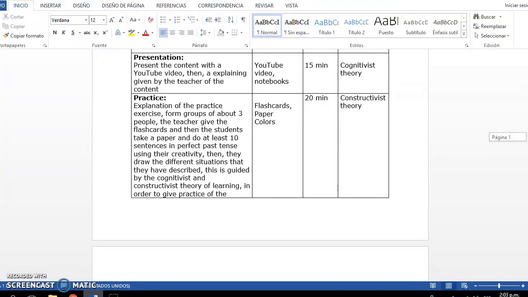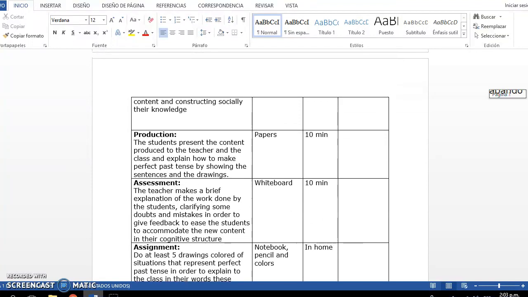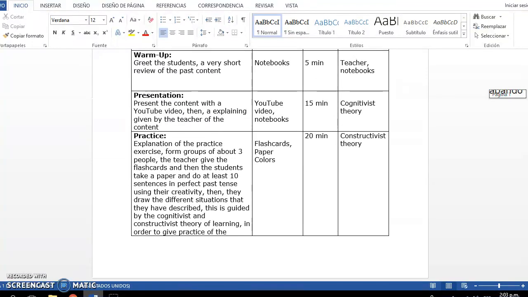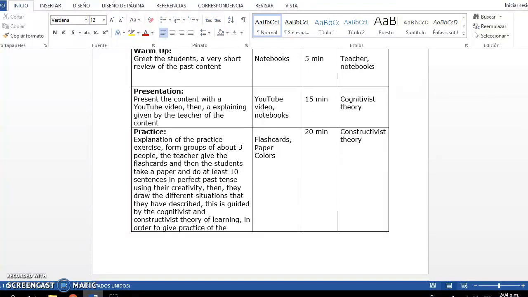A brief explanation of the practice exercise, in groups of about 3 people. The teacher gives the flashcards and the students take a paper and write at least 10 sentences in perfect past tense using their creativity. Then they will draw the different situations they have described. This is guided by the cognitivist and constructivist theories of learning, in order to give practice of the content and construct knowledge socially.